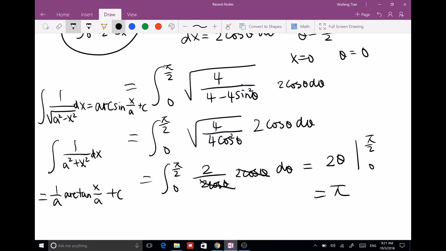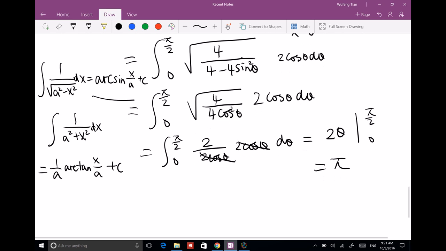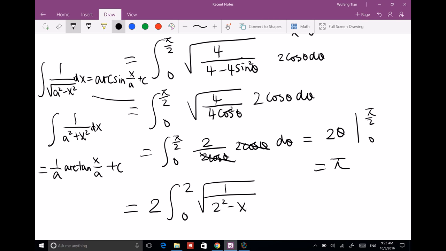When I did the review, I told you these formulas are important. Arcsine and arctangent we use a lot. If you remember the formula, it's much easier. You don't have to do the trig substitution. You just need to plug in 0 to 2. I just write everything again: we don't have a 4 here, so just 1 over the square root of 2 squared minus x squared dx.